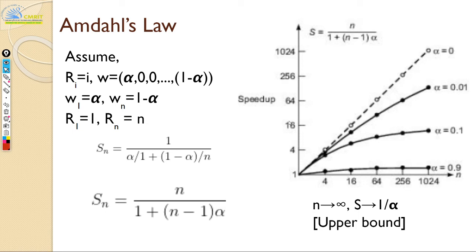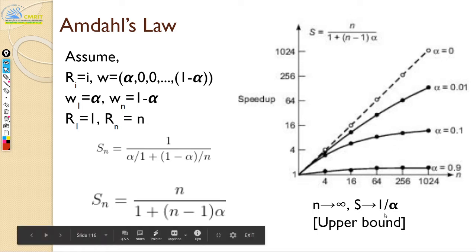But we always have some overhead, and there is always a sequential part of your program, and because of that your speed up will always be less than 1 by alpha. So 1 by alpha is the maximum speed up that you will get, given alpha is the percentage of the sequential part of your program. Any questions on this, guys?